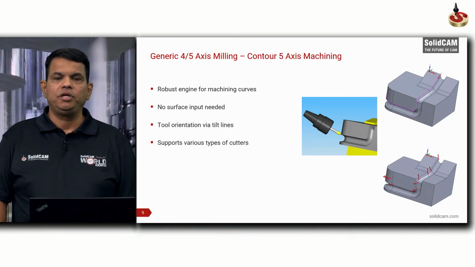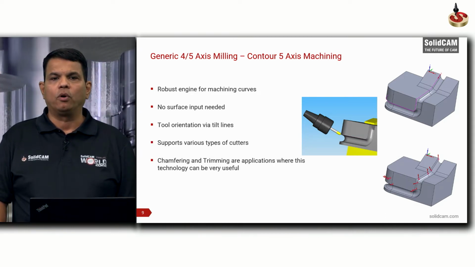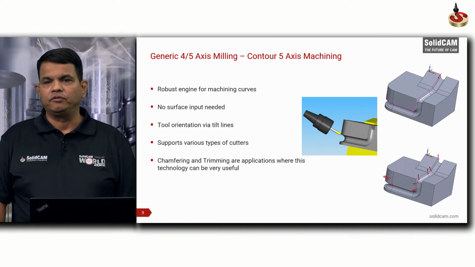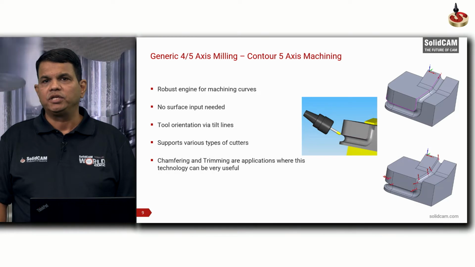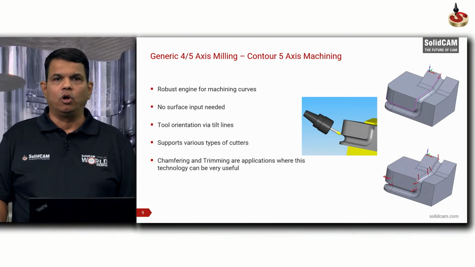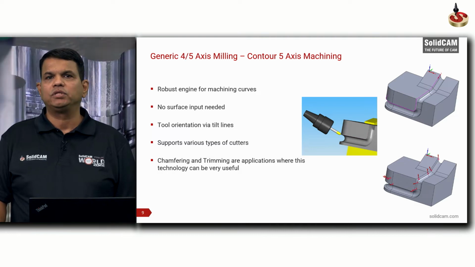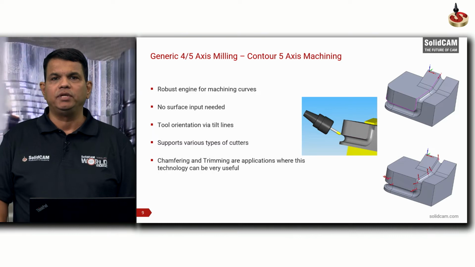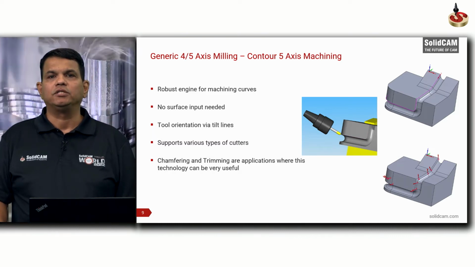Now the application here could be for chamfering, for deburring, for trimming, different kinds of parts where this technology is very useful. And we support different cutters, whether they are ball nose, flat end mill, bull nose, chamfer tools, stepper tools, any kind of tools that are supported inside contour 5-axis machining.